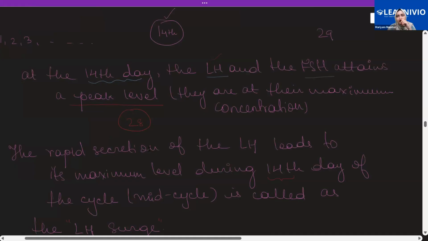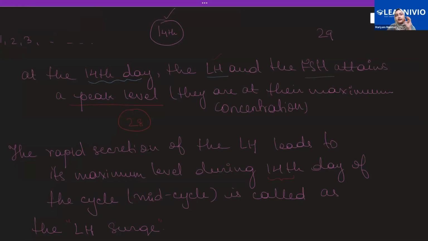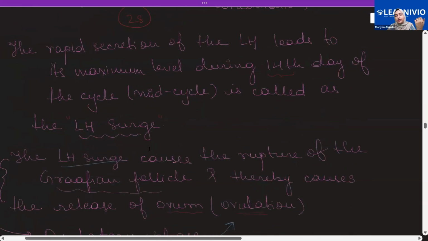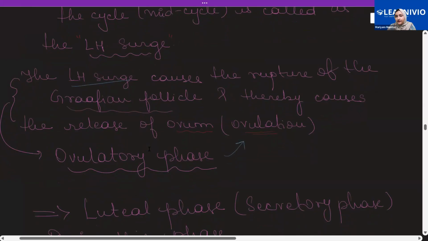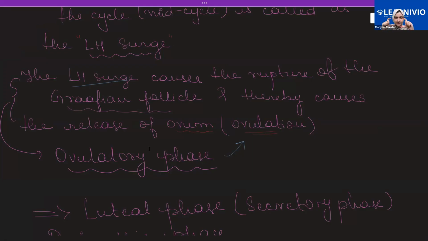Clear? So on the 14th day, the LH hormone reaches the highest peak, as a result of which the Graafian follicle ruptures in the mid-cycle. That peak attaining of the luteinizing hormone is what we call the LH surge. It causes the rupture of the Graafian follicle and the release of the ovum, and this is called ovulation. This tiny phase is the ovulatory phase.